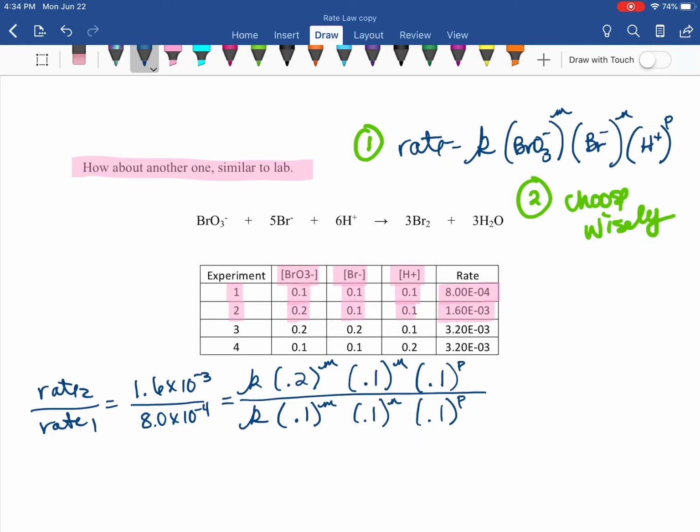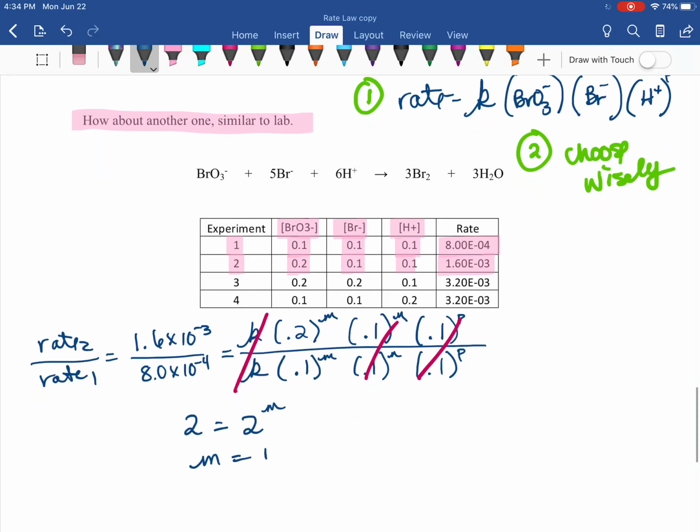Okay, again, choose wisely and your math gets really easy. It just makes you look smart to write all this stuff out, but really we just got to cancel all of that. So if we look at this math, we're getting to 2 equal to 2 to the m. Aha, we've already solved for that. Our m is 1. Okay. So now we just plug and chug. We turn right around and do this again.